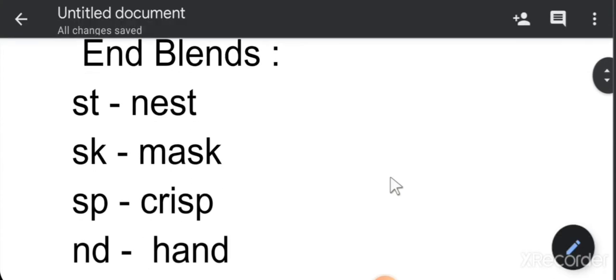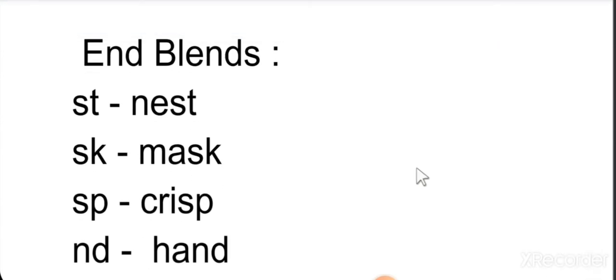In phonics, today we are going to revise end blends. In Unit 5, we have already learned what blends are. Some blends which we can use at the end of the word are called end blends. Like ST, as in nest. As in nest, the st blend is used at the end. Similarly, SK as in mask. SP as in crisp.